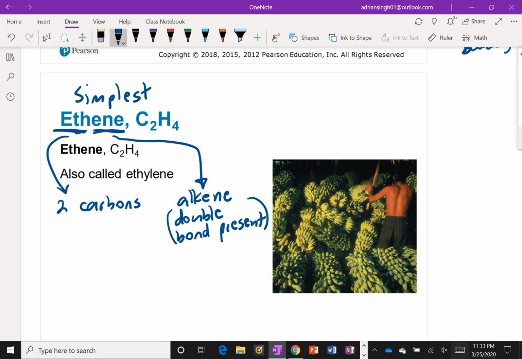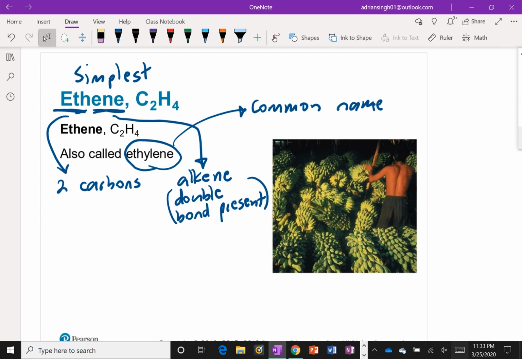And ethene specifically goes by a common name called ethylene, right, that's the common name for it. It is implicated in the molecule that actually is responsible for the ripening of fruits, right? So bananas, for instance, turn yellow as they are exposed to ethene.